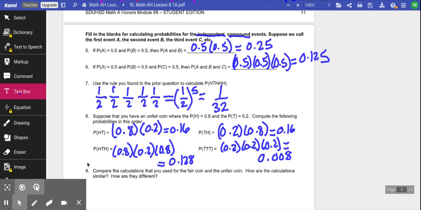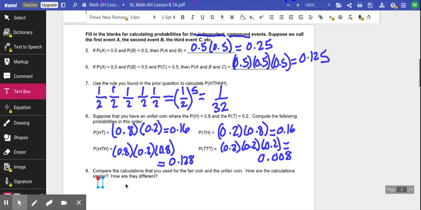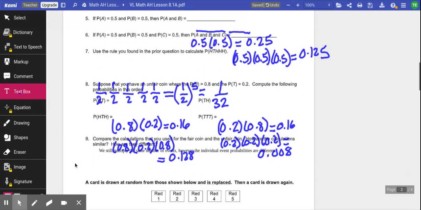So here, grab the text box. We still multiply the same number of events. However, the individual event probabilities are different. All right, moving on down.